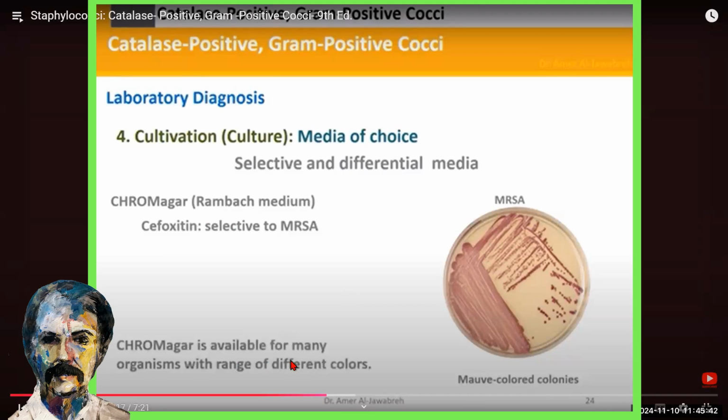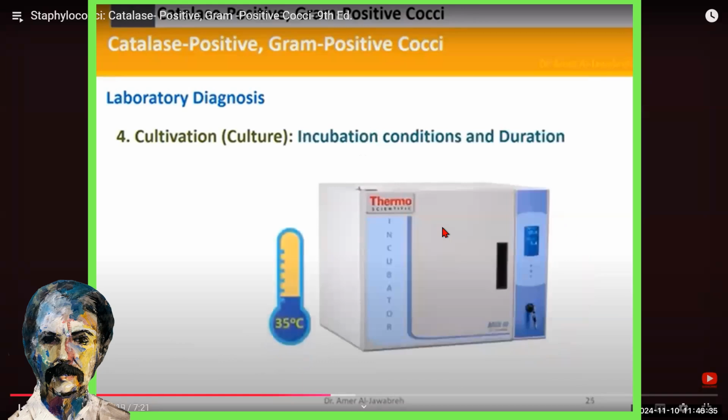Chrome agar is available for many organisms. There is chrome agar for E. coli. There is chrome agar, for instance, for gram-positive bacilli. The idea about chrome agar is that it makes life easier for you: if you are looking for Staph aureus, it will give it in a certain color, like mauve color. This is a mauve color. Companies come up with ideas for two reasons: to make life easier for you as a microbiologist and to make profit for the companies, both things.